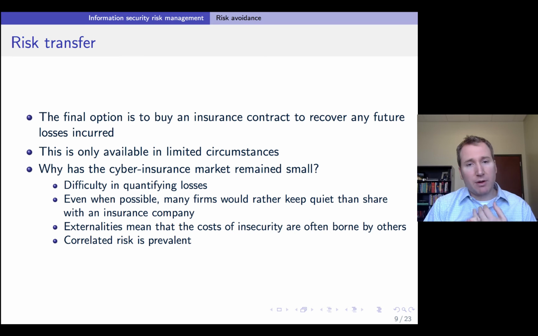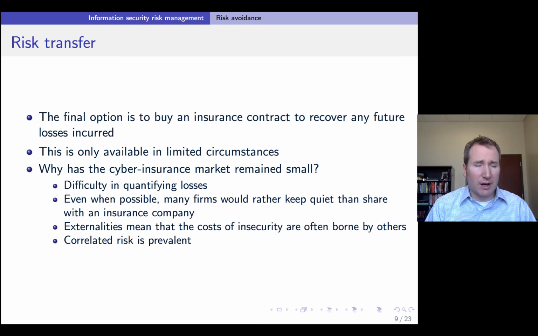So we've talked about risk acceptance, mitigation, avoidance. The last category is transfer. And this is another word for insurance. So you can buy an insurance contract to recover losses. You take your risk, you buy an insurance contract which transfers the risk to the other party. In cyberspace and IT risks, there are just a limited set of circumstances in which you can buy a cyber insurance contract to transfer your risk.